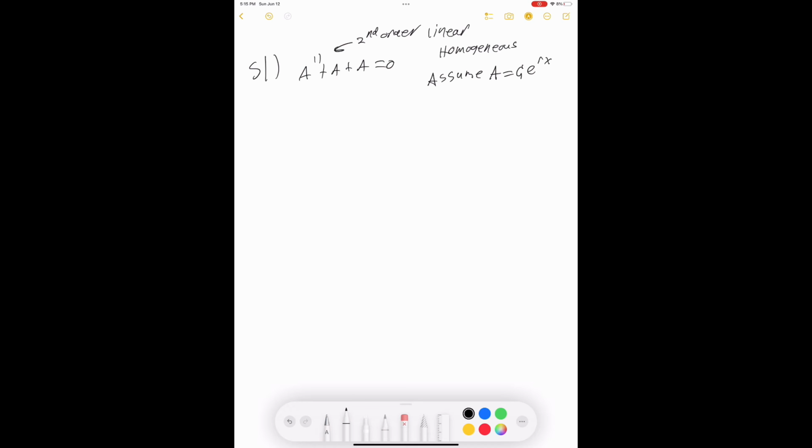So our derivative is going to be r a e to the rx. Our second derivative is going to be r squared a e to the rx. I decided to use c for constant instead of a this time because our function was a. But it's the exact same thing. We're going to wind up getting r squared times our function plus r times our function plus 1 times our function equals 0. We can cancel out c e to the rx on all terms, giving us r squared plus r plus 1 equals 0.